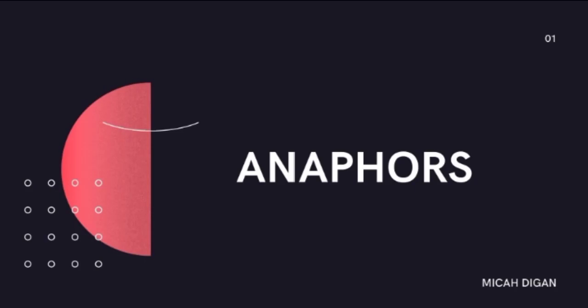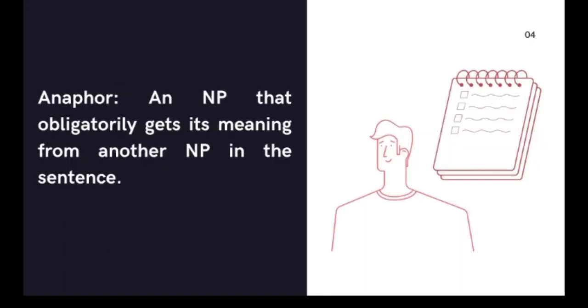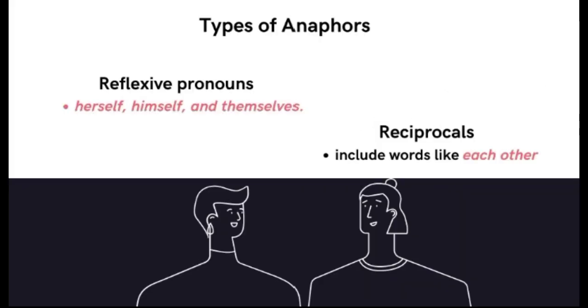So now let's proceed to anaphors. Anaphor: an NP that obligatorily gets its meaning from another NP in the sentence. There are actually at least two different kinds of anaphors. One type is the reflexive pronouns like herself, himself, and themselves. The other kind are called reciprocals and include words like each other.